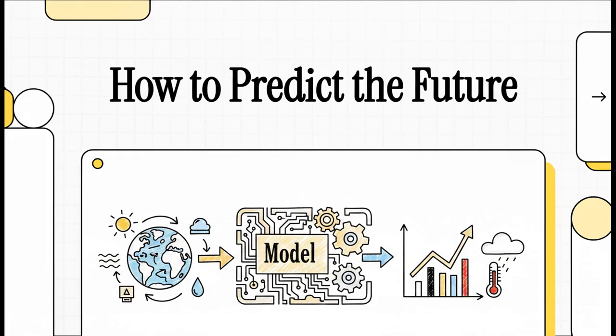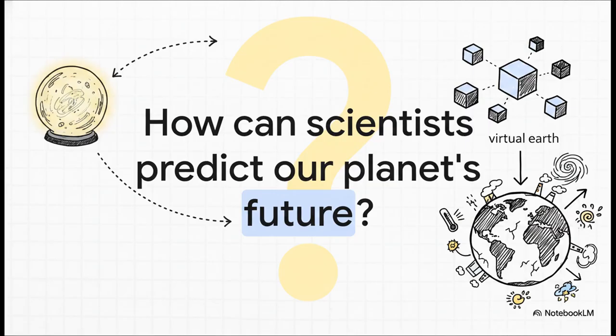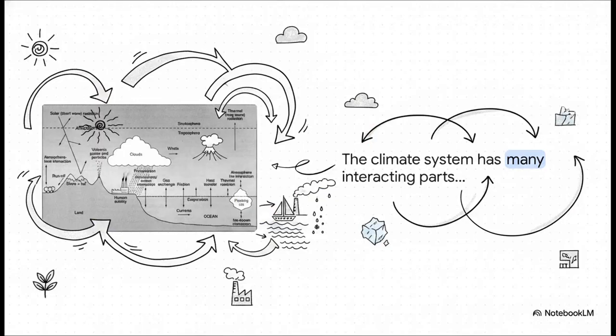So let's dive in. Right, so how can anyone possibly know what our world will be like in 10, 50, or even 100 years? I mean, it's not like there's a crystal ball. It's about building a virtual one. But first, you really have to appreciate the sheer scale of the challenge we're talking about here. I mean, just look at this. This is what scientists are up against.